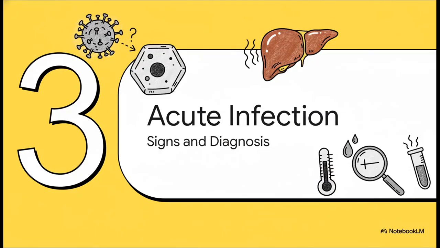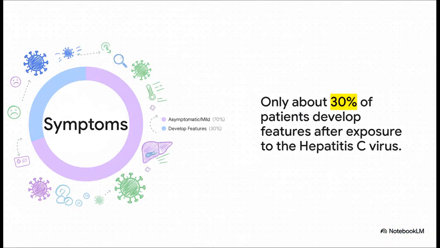Okay, so we know the virus and how it spreads. Let's move on to the clinical side. What happens when someone is first exposed, and how do we actually lock down a diagnosis? Right, and here is the single biggest challenge with hepatitis C. Look at that. A massive 70% of people with an acute infection are either completely asymptomatic or their symptoms are so mild, they just brush them off. Only about 30% of people will actually present with anything recognizable.